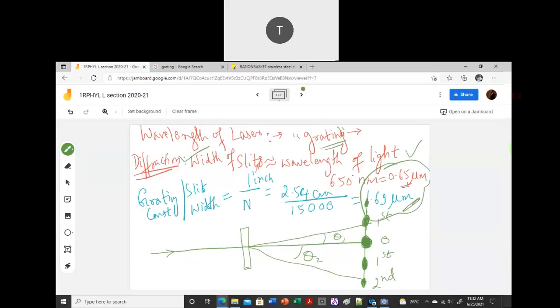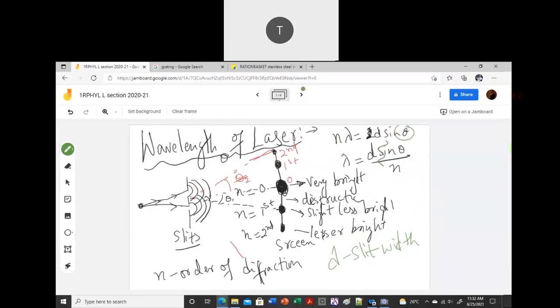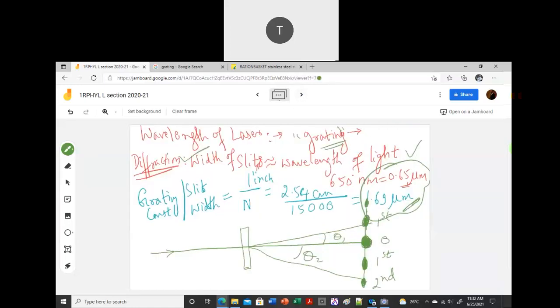So I know the D, and N I know because N refers to the order. If I am talking about this one, it is N equals 1, and this is N equals 2. So the only thing I need to get is the theta. That is why you are going to do this experiment. To get the theta, this is like two rays of light. I cannot know the exact theta by just tracing the path of light. So for that, I am going to use trigonometry.